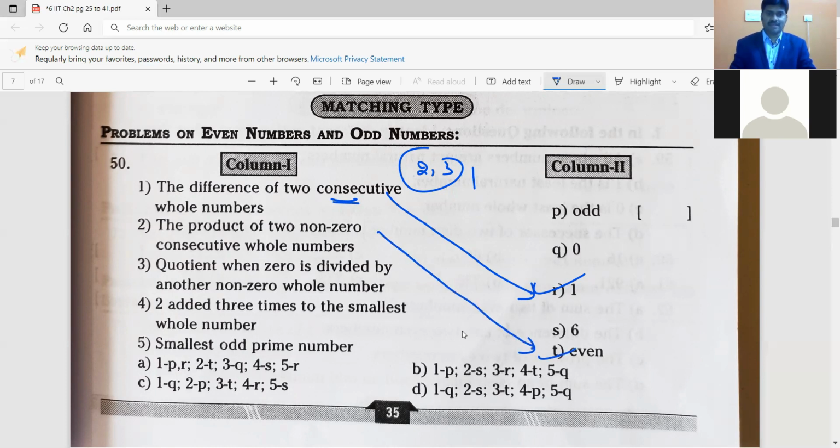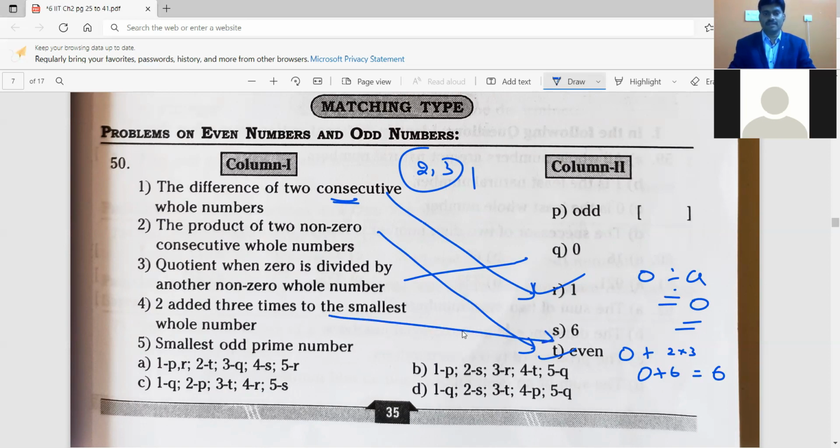Quotient when 0 is divided by another non-zero whole number. Always will get 0. 0 divided by any number is 0. 2 is added 3 times to the smallest whole number. The smallest whole number is 0. 2 is added 3 times. 2 3s are 6. 0 plus 6 is 6. Answer is yes. And smallest odd prime. Even prime is 2. Odd prime is odd only. Right? The first one is R.